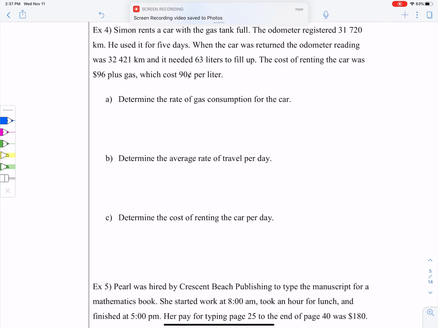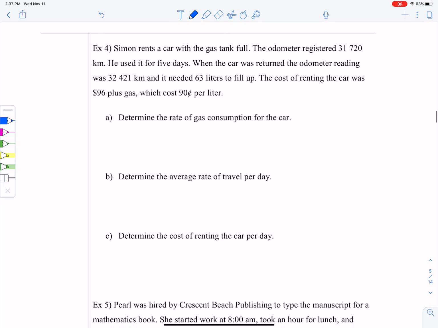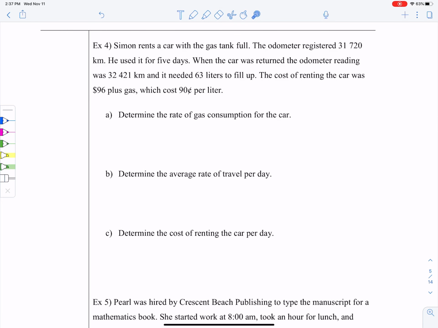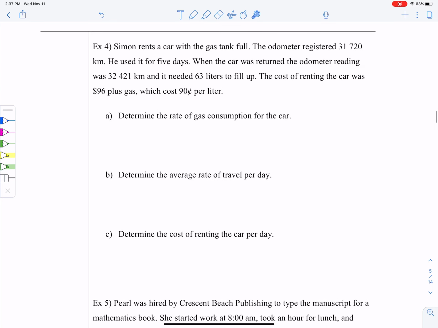So this is 4.2 part 2. Okay, now we're getting into more complicated word problems with rates of change.